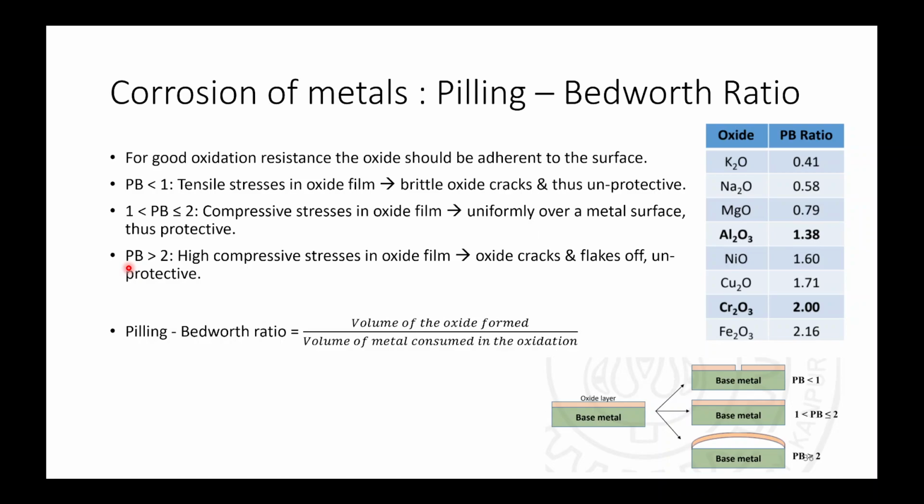And if this ratio is greater than 2, then there will be high compressive stresses in the oxide film and the oxide will crack. It will be in this form and it will flake off and be unprotective in nature, which happens in the case of iron oxide. In the case of K2O, Na2O and MgO, there will be tensile stresses, so it also won't be protective.